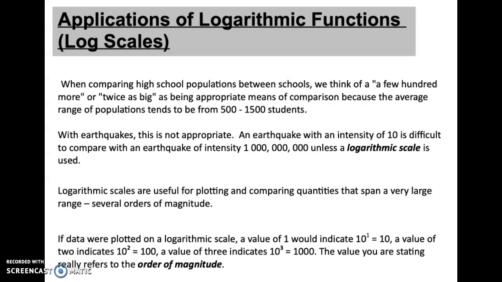If we were going to compare something, for instance a high school population, then the way that you would talk about two high schools would be you'd say one school has a couple hundred more people than the other. Or you might say that one school is twice as big as the other. But really you're dealing with two numbers that are going to be reasonably close to each other. High school is generally probably under 2,000 people, especially around here, and they're going to be roughly the same number.